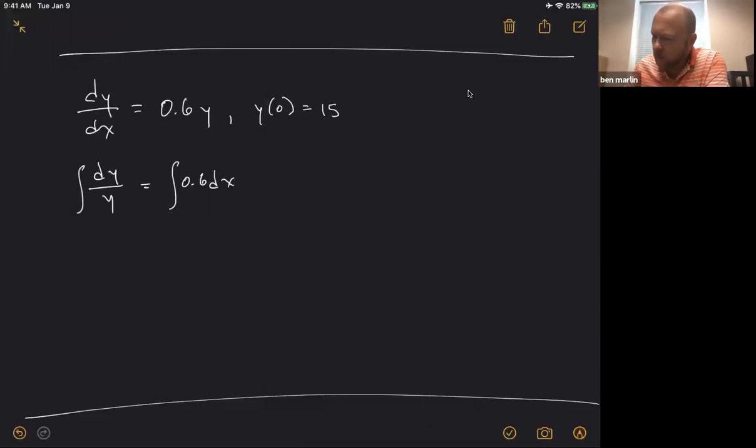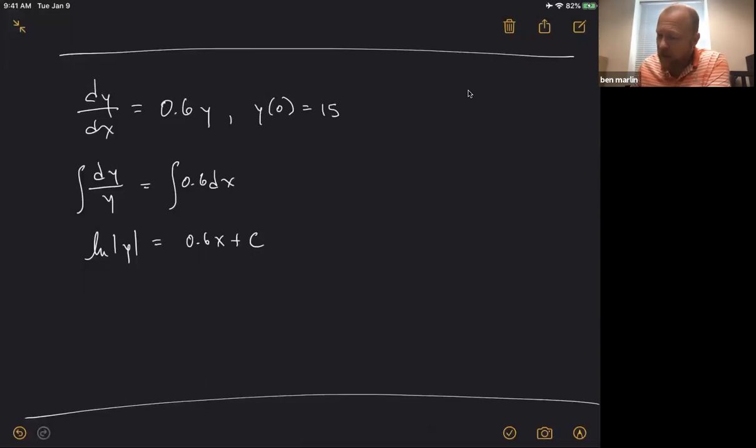So, of course, on the left-hand side, you get the log of the absolute value of y. And then on the right-hand side, you'll get 0.6x and then plus c. Please note that you do technically get a C1 on the left and a C2 on the right, but they may be different C's, and so I always just put 1 on one side, and it is technically the difference between the two.